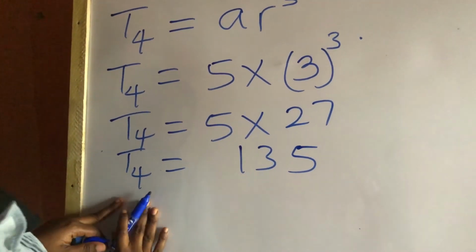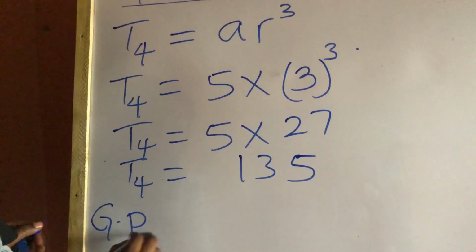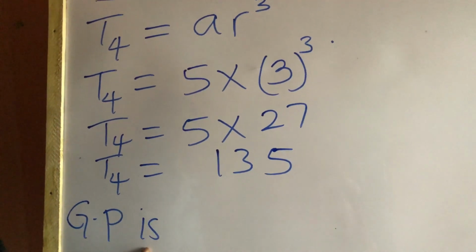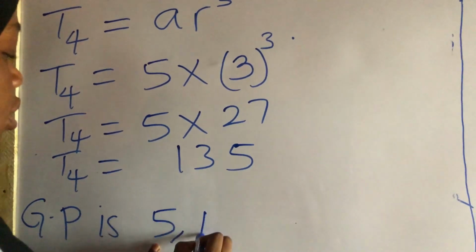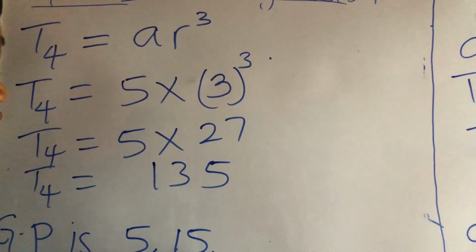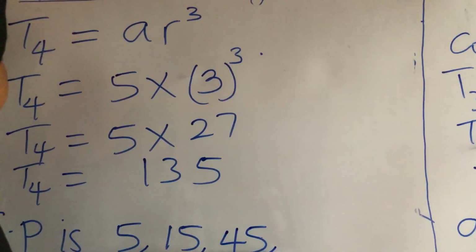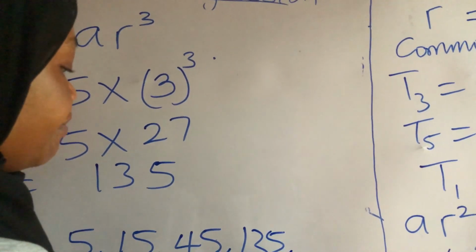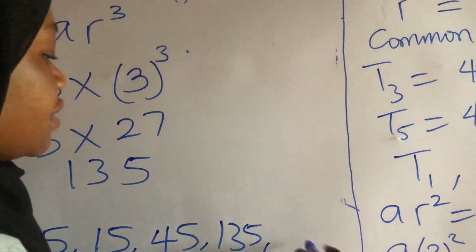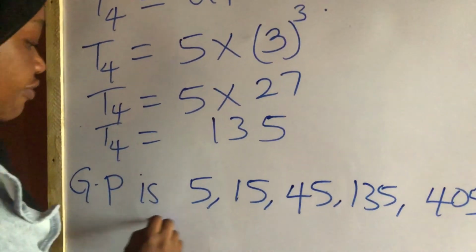So what they ask us to find is the GP, and the GP is: the first term is equal to 5, the second term is equal to 15, and the third term was given to be 45. So we got the fourth term to be equal to 135, and the fifth term, which is the last term, was given to be 405. So this is what they asked us to find.